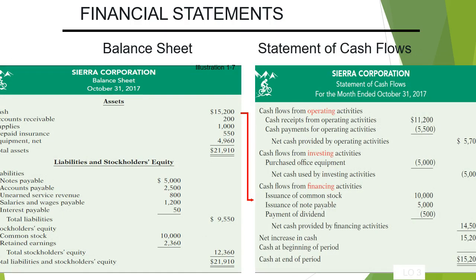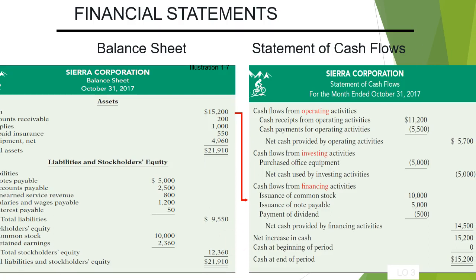This next statement is known as the statement of cash flow. This statement identifies the type of activities that have caused the change in our cash account from the beginning of the accounting period until the end of the accounting period.